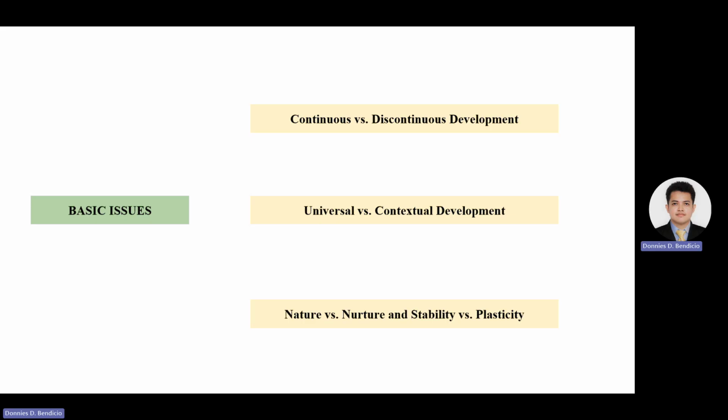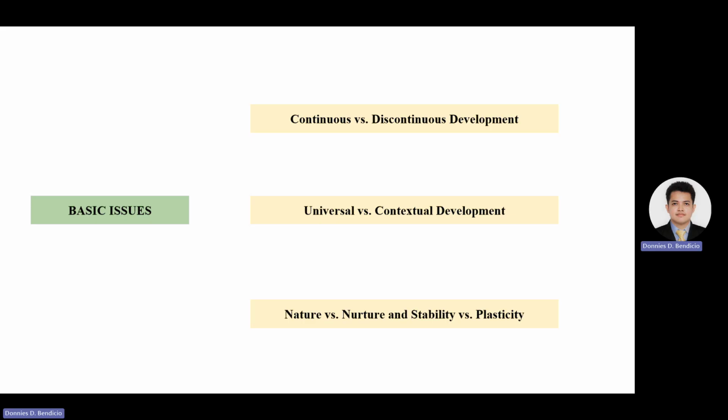Stability versus plasticity. Consider personality traits. Some theories, like trait theory of personality, suggest that personality traits remain relatively stable throughout adulthood. In contrast, theories like Albert Bandura's social cognitive theory propose that individuals can change their behaviors and traits through learning and self-regulation, demonstrating plasticity.